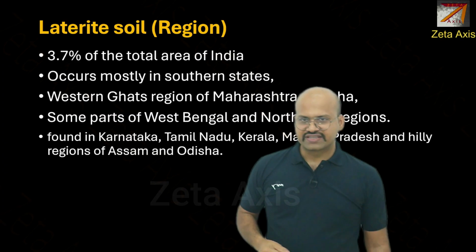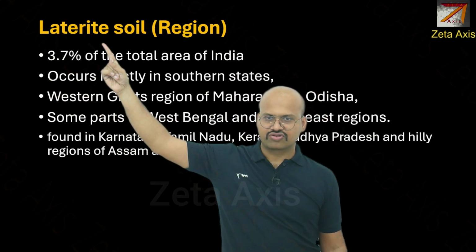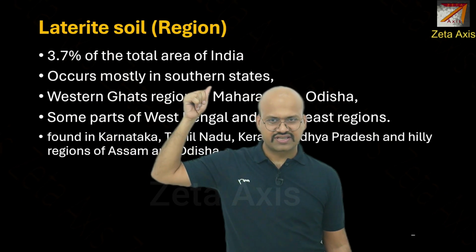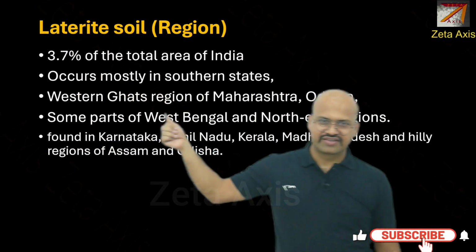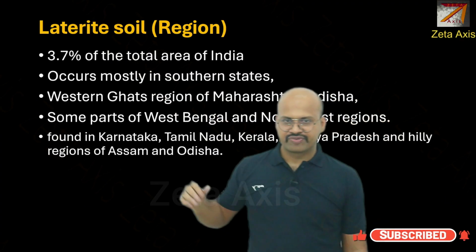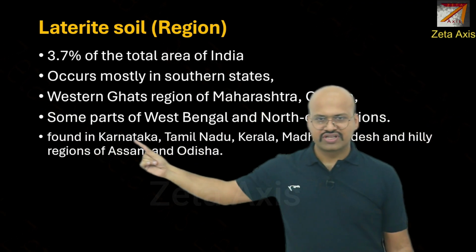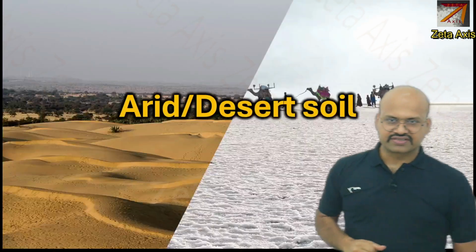If you see the region, then almost 3.7% of the total area of India is covered by laterite soil. It occurs mostly in southern states, mostly in the Western Ghats region of Maharashtra, as well as in the Eastern Ghats in Odisha. It occurs in some parts of West Bengal and Northeast regions, and it is found in these states which we have already discussed.